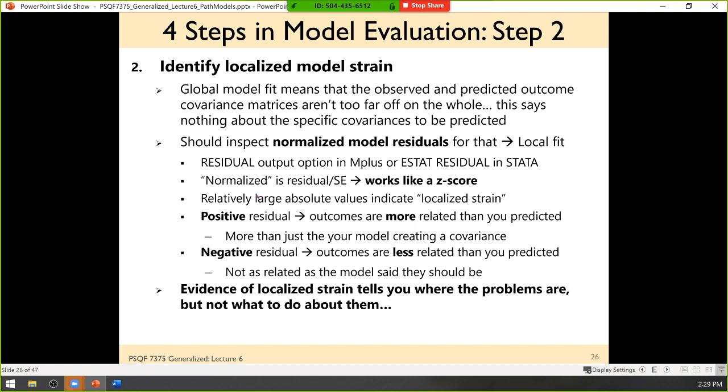There's various metrics by which these things come out. There's normalized, which works like z-scores. That's the one that is usually the most helpful at identifying what's relatively bad. But you can just look at the raw covariance matrix discrepancies as well.